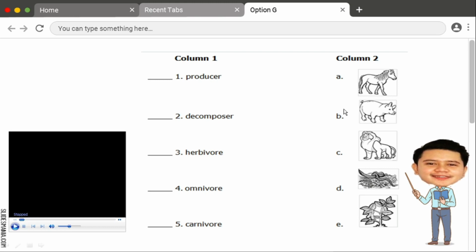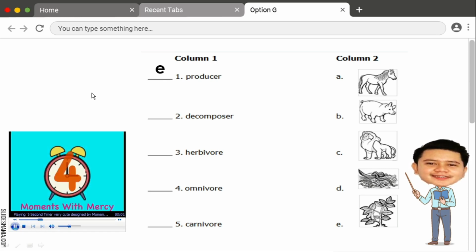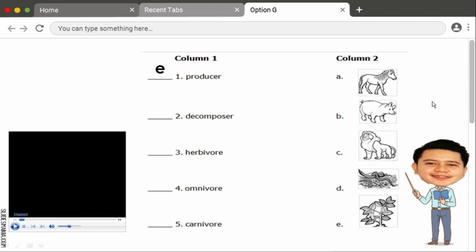Alright, for number 1, the correct answer is letter E. This is the producer. The best example of a producer is a plant. They can give fruit or they can provide something else to the animals. Okay, next, decomposer. What is the answer here in column 2? 5 seconds starts now. Alright, the correct answer is letter B.